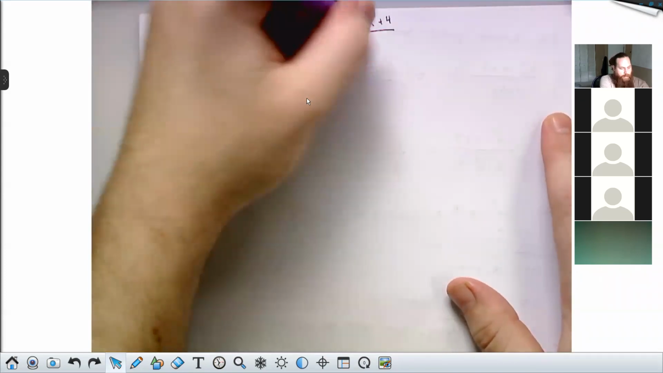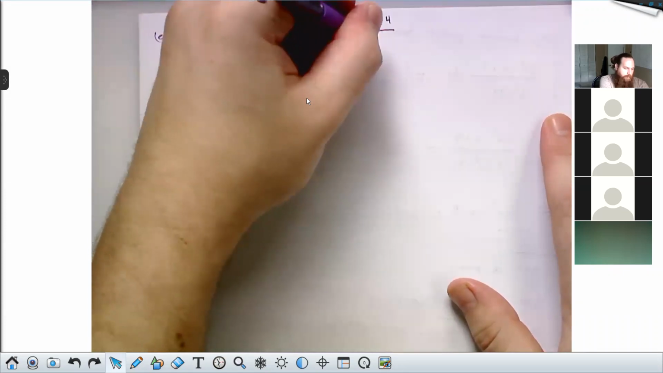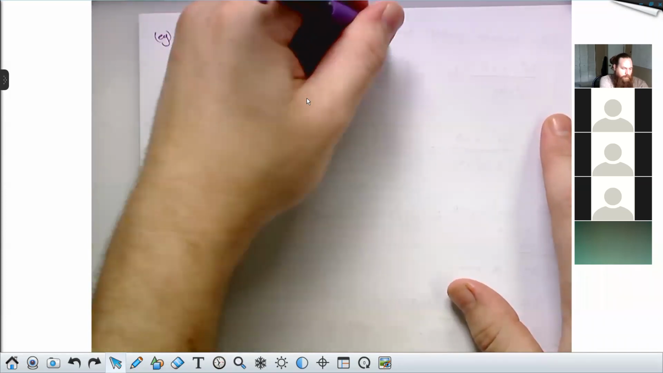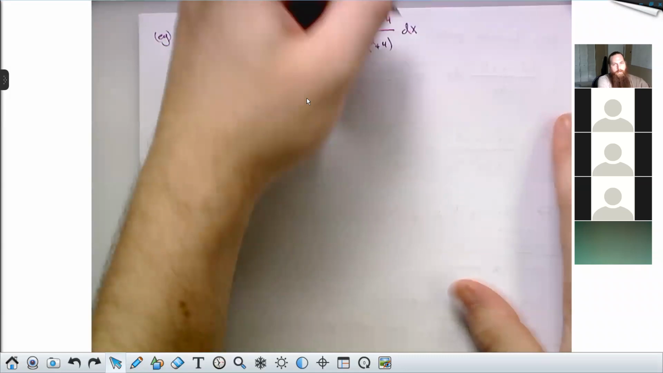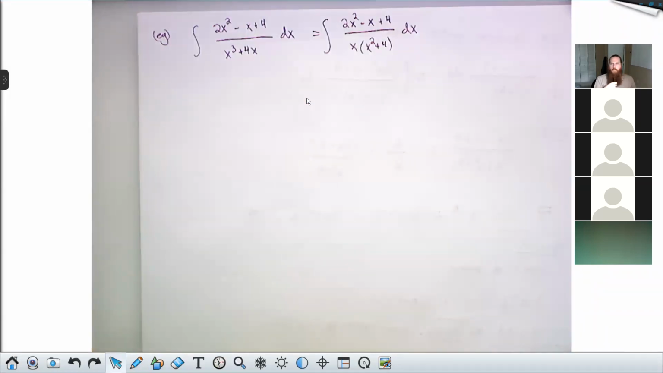And I can factor an x there. That'll give me x times x squared plus 4. But x squared plus 4 doesn't factor over the real numbers. That is an irreducible quadratic factor. You can check a few different ways, but the easiest way is to check and see if this has any real roots. Either computing the discriminant or plugging into the quadratic formula, you'll see that the roots of this are not real numbers. They're complex numbers. It's plus and minus 2i.